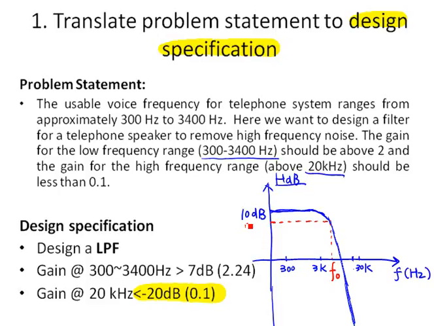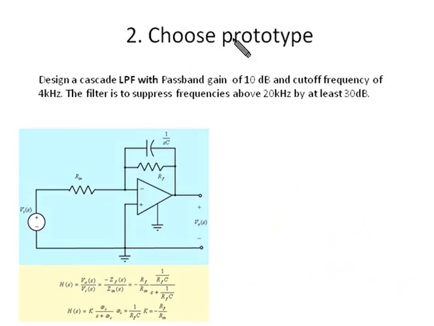We know at the cutoff frequency, the gain is 3 decibel below the passband gain. So that is 10 minus 3 is 7 decibel. Based on our design specification, if we make the cutoff frequency greater than 3.4 kilohertz, in that case, it's going to satisfy this design specification. So anything below the cutoff frequency, the gain of the circuit should be greater than 7 decibel.